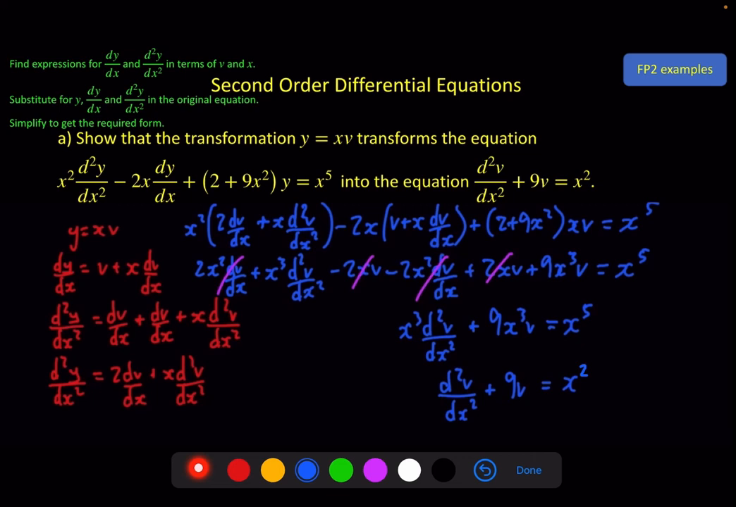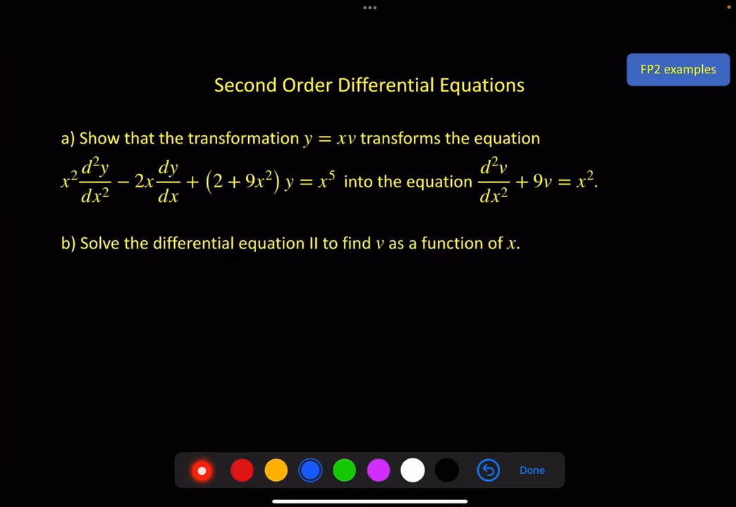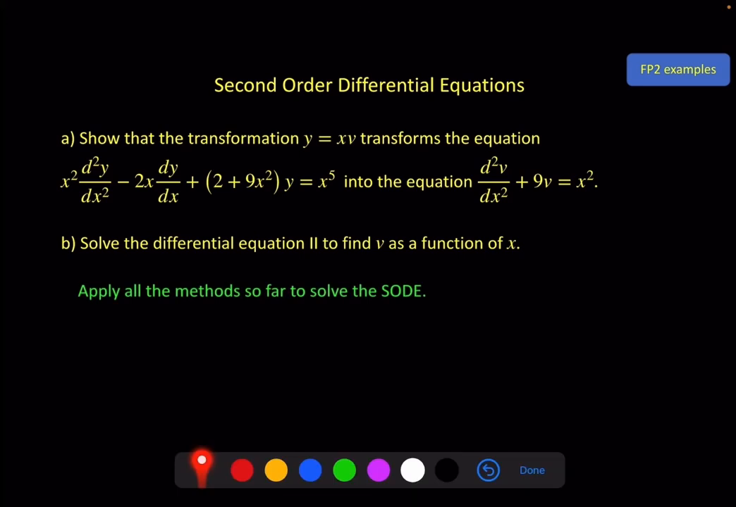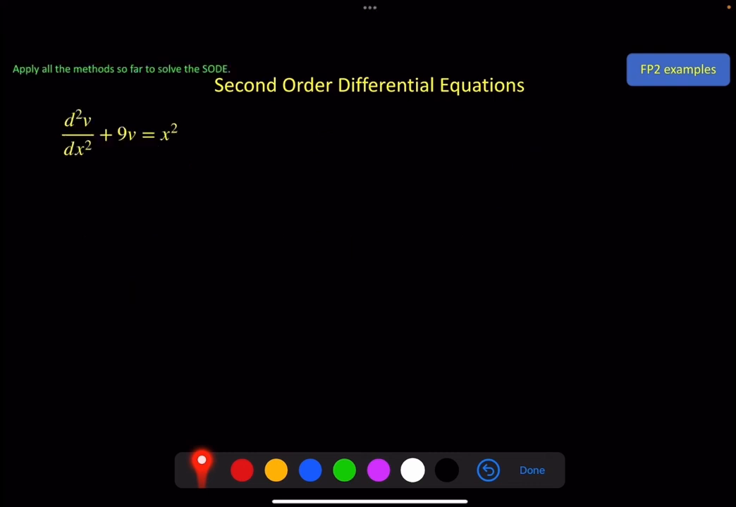Like so. Now that we've got that, we are ready to do the next step, which is to solve the differential equation to find v as a function of x. This 2 here refers to the second differential equation, and this is the first one, so that's just an easy way to tell them apart. So we're solving this one here, and we do that with all of the methods that we've used so far to solve second order differential equations. So let's go ahead and do that.